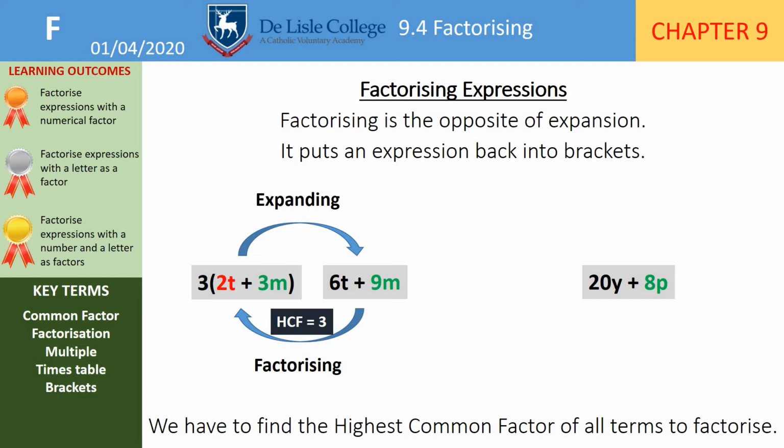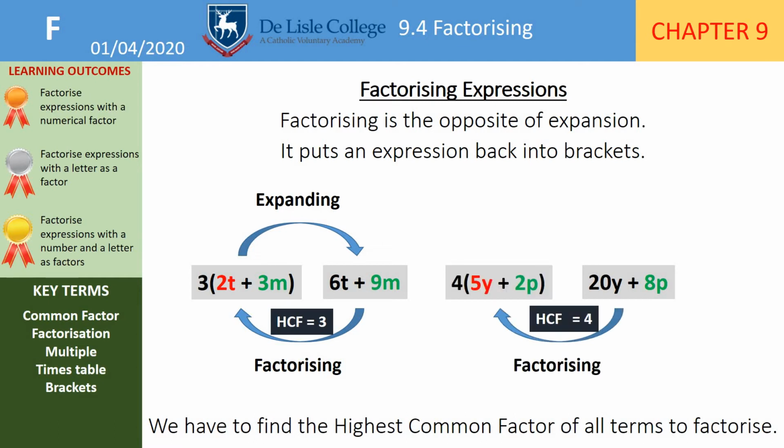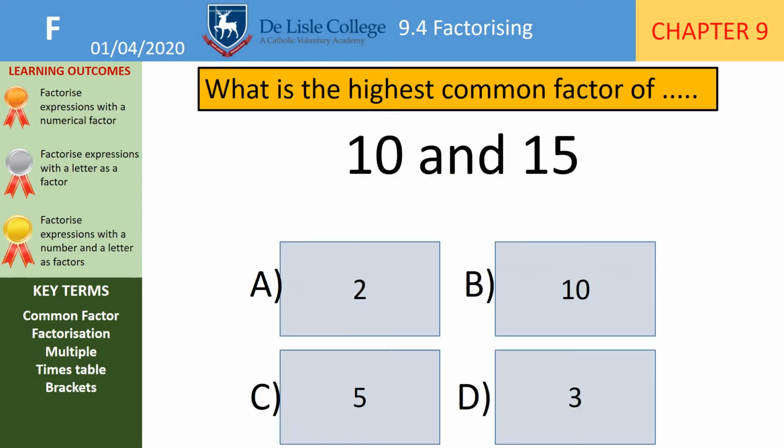So let's look at the second example, 20y plus 8p. You might be thinking 2 goes into both of them, and you'd be right, but the highest common factor, remember, we need is actually 4. Okay, so we say 4 goes outside the brackets, and we need to know what we multiply the 4 by to give us 20y plus 8p. That will be 5y plus 2p. More of that later.